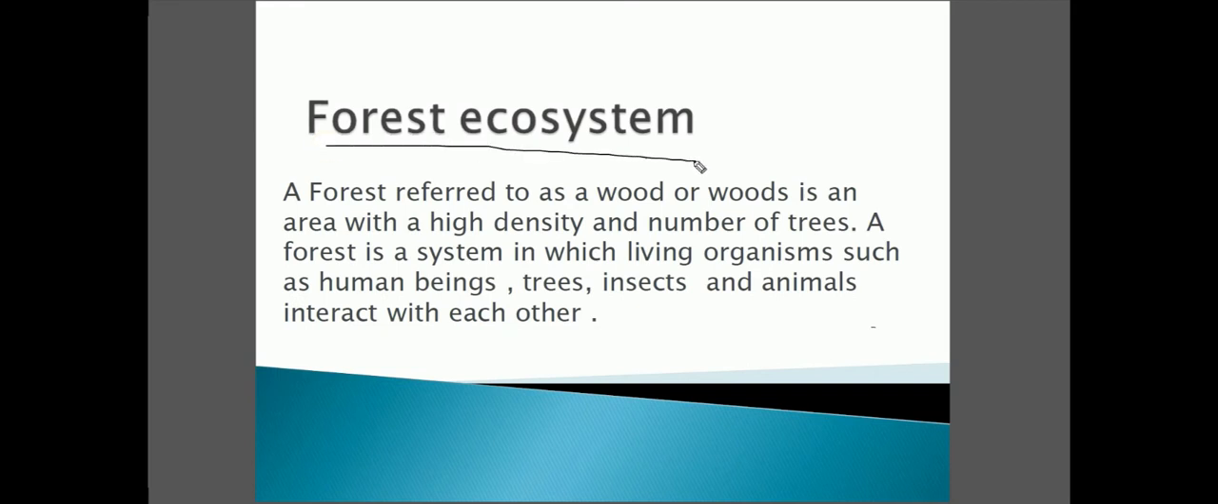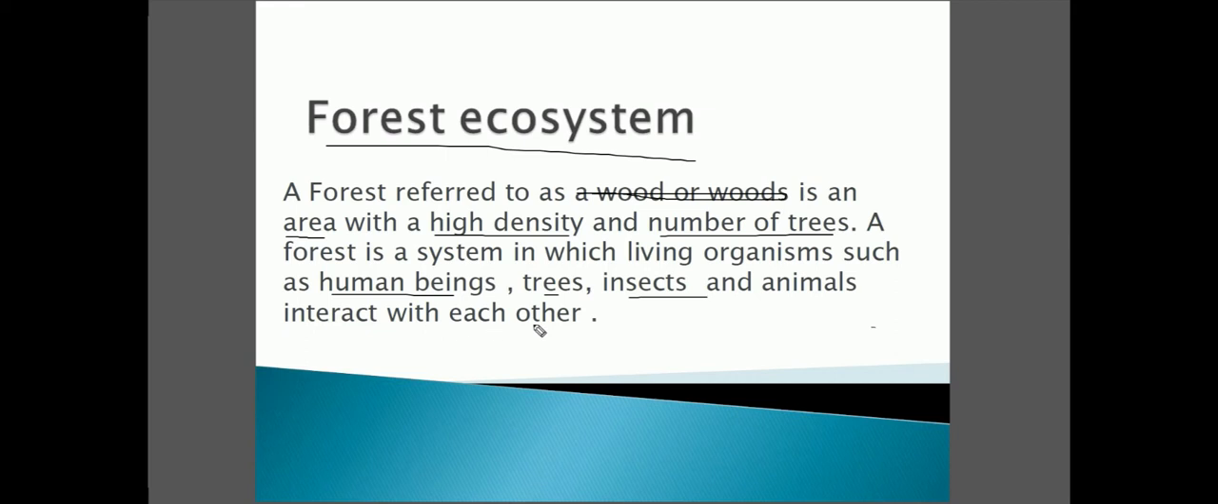So, what could be the forest ecosystem? Forest is referred to as an area having a high density and number of trees. This is a specific area which contains a high number of trees. That area is called a forest. A forest is an ecosystem in which living organisms such as human beings, trees, insects, and animals can interact with each other.